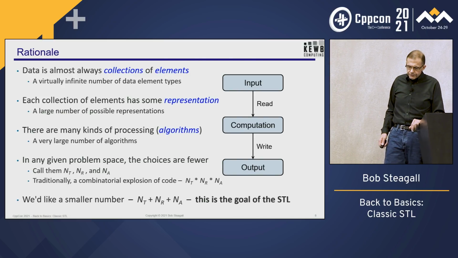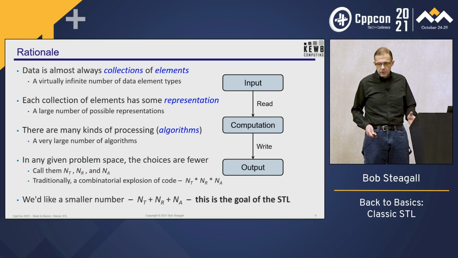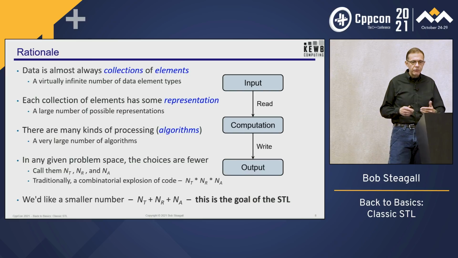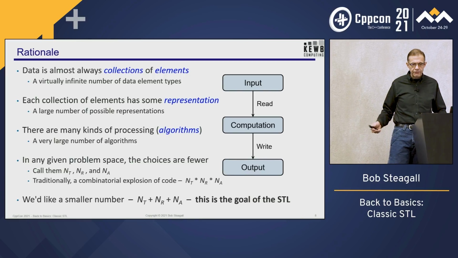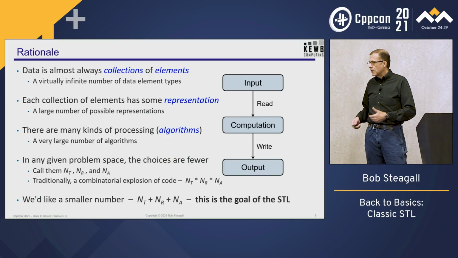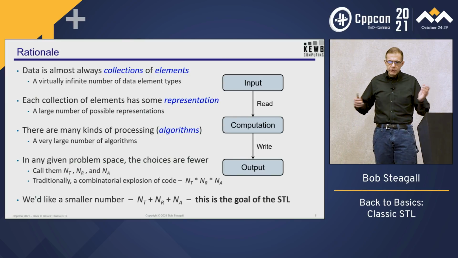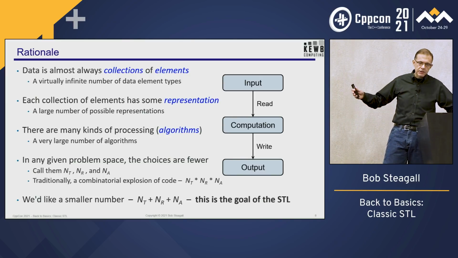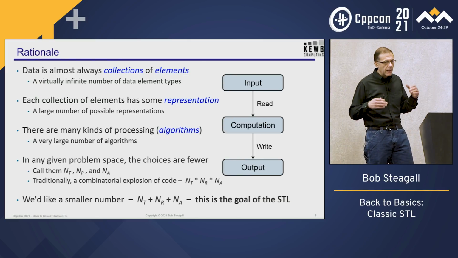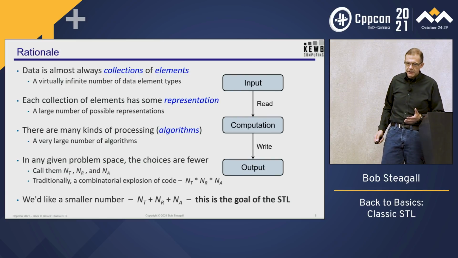Well, we'd like a smaller number. Rather than multiplying each of those factors, it would be nice if we could add them together. And this is the number of things we have to worry about. And in one very real sense, this is the goal of the STL, reducing the space of possible things that we need to worry about building to a much smaller space, additive rather than multiplicative.